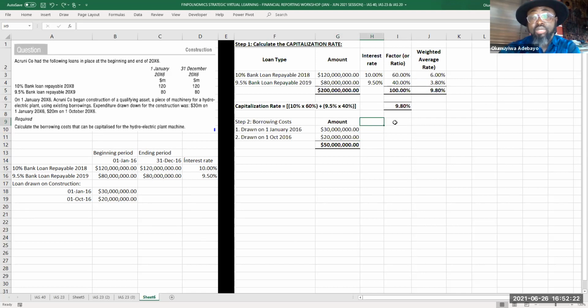Now, the next thing is to apply the rates. Weighted average rates, I'll call it WAR. It's the same rate. And therefore, what is the borrowing cost? But before then, let me put the period there, the period for which I can put interest. January to December, the reporting date is December. January to December is 12 months, while 1st of October to December is 3 months. Therefore, I remember the whole year is 12 months.